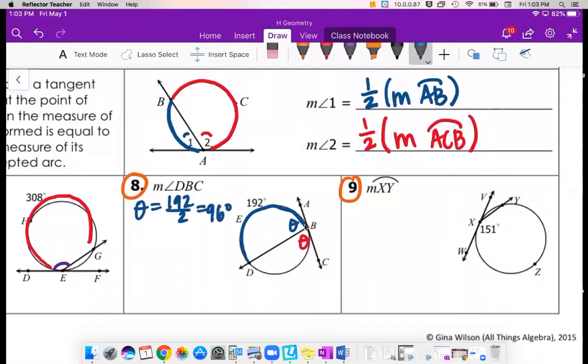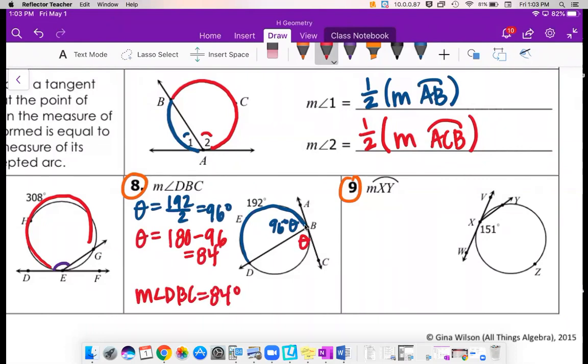So that means this angle inside of here is 96. Then to get my red angle, I do 180 minus 96, which is 84. So the measure of angle DBC is equal to 84 degrees. Pretty easy once you realize it.